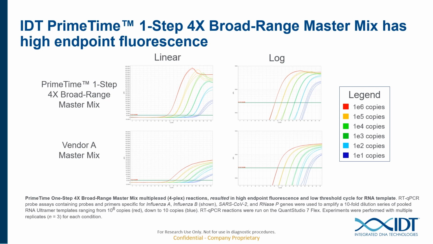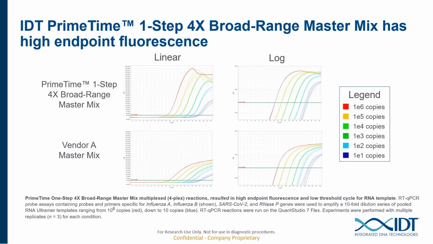As mentioned, our new PrimeTime one-step 4x broad range master mix has high endpoint fluorescence. These data depict the results from RT-qPCR assays containing multiplexed primers and probes specific for influenza A, influenza B, SARS-CoV-2, and RNase P genes used to amplify pooled RNA ultramer templates ranging from 1 million copies shown in red down to 10 copies shown in blue. The data for influenza B is shown.